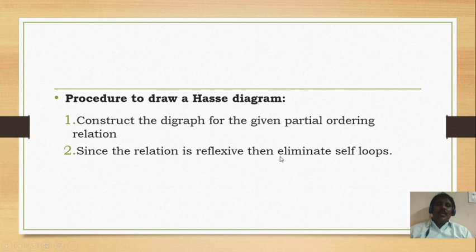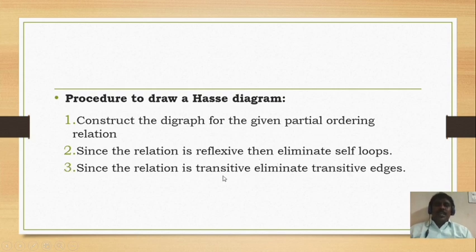So we have to eliminate the self loops. Since the relation is transitive, we have to eliminate the transitive edges also. Why? Because it is a poset. Poset means RAT: reflexive, antisymmetric and transitive. Next, eliminate the arrowheads. So these are the steps to draw the Hasse diagram.